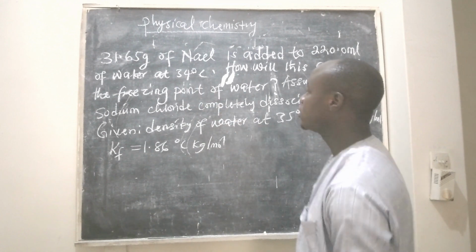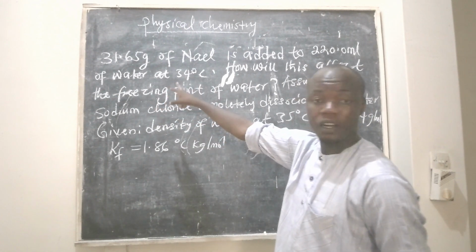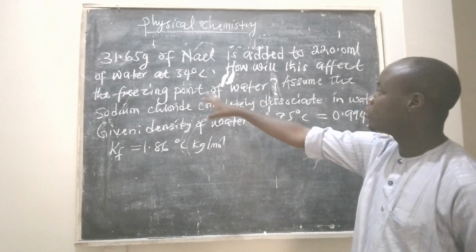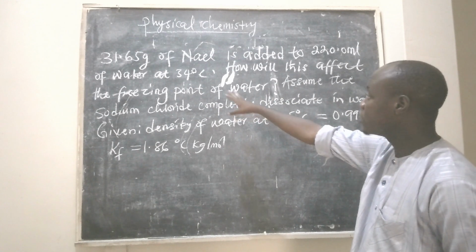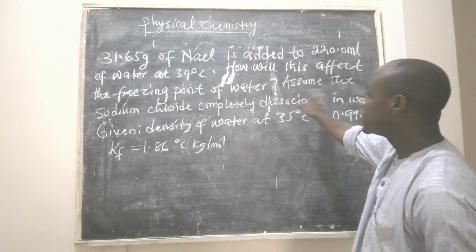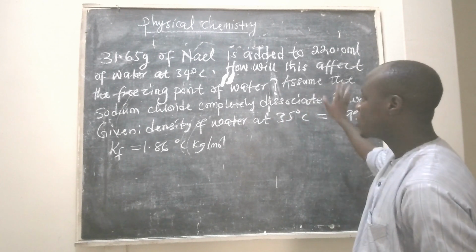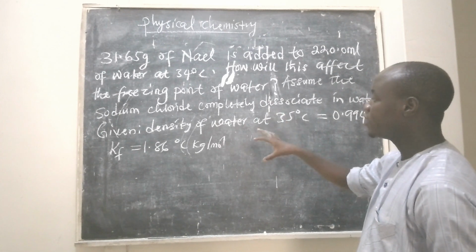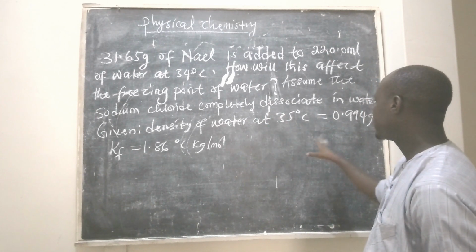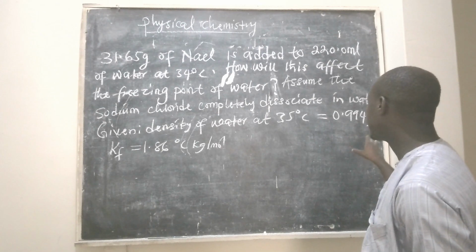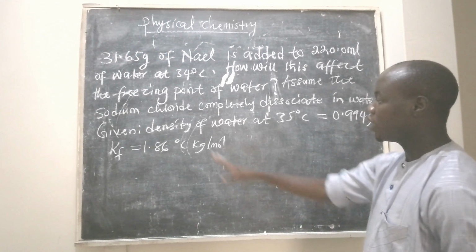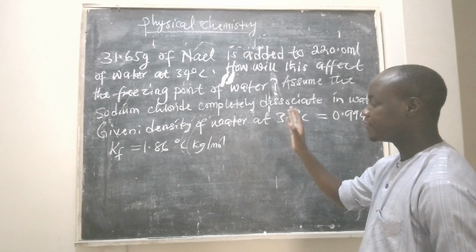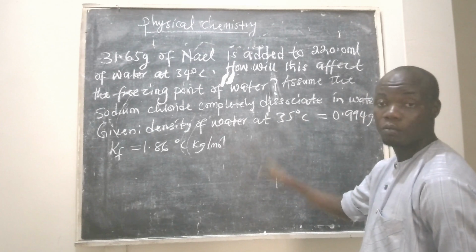So we have one question here. 1.65 gram of sodium chloride is added to 220 ml of water at 34 degrees centigrade. How will this affect the freezing point of water? Assume the sodium chloride completely dissociates in water, given that the density of water at 35 degrees centigrade is equal to 0.994 gram per mole. And our Kf value is equal to 1.86 degrees centigrade kilogram per mole.